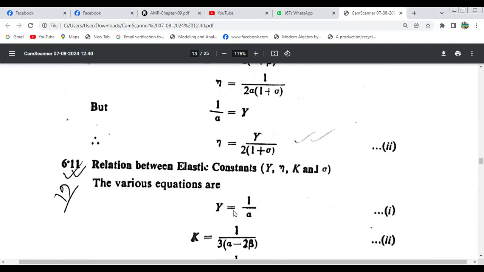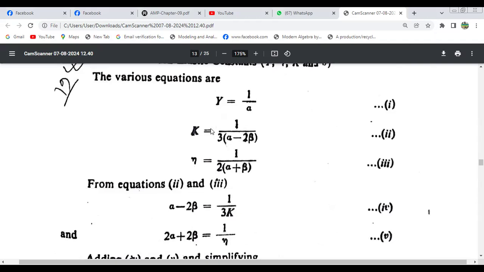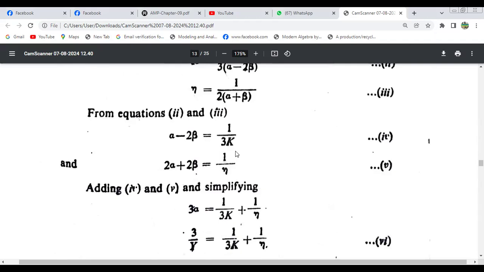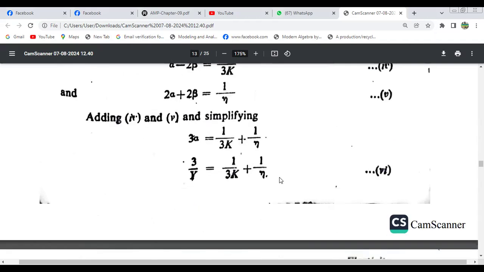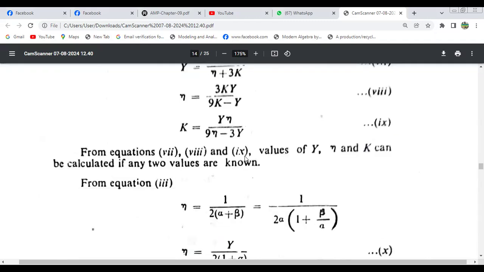Similarly we get eta equals this one. Now the relation between elastic constants. The various equations are: Young modulus this, and bulk modulus this, and this is the volume. So from equations 2 and 3 we get this equation. Adding 4 and 5 we get this relation 6. Now from equation 6, eta equals this. Similarly Y equals this, eta equals this one, and K equals this. Now from equations 7, 8, 9, the values of eta, Y, sigma and K can be calculated if two values are known.